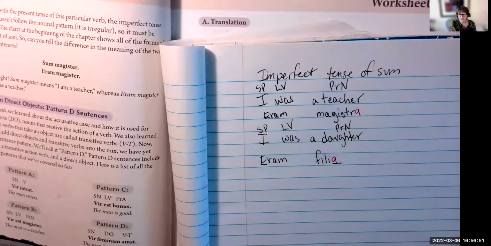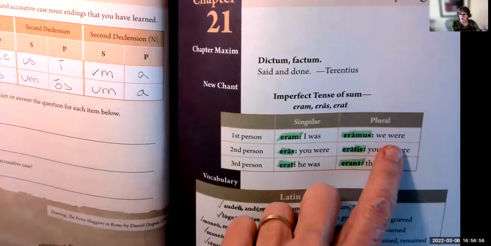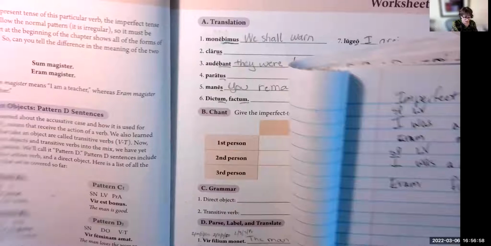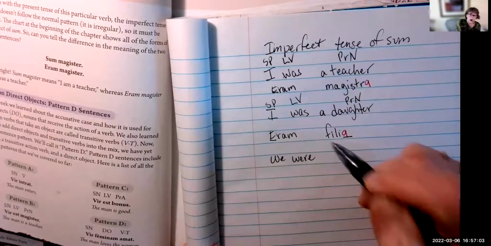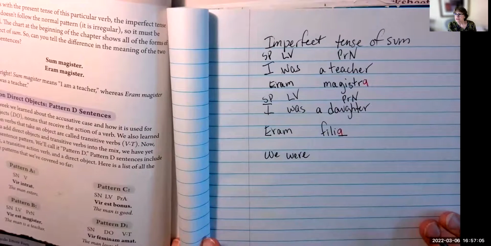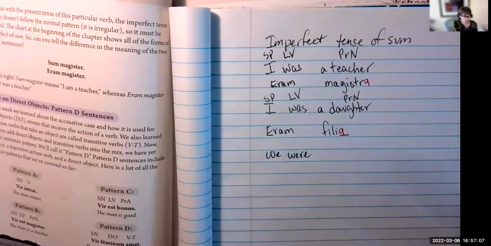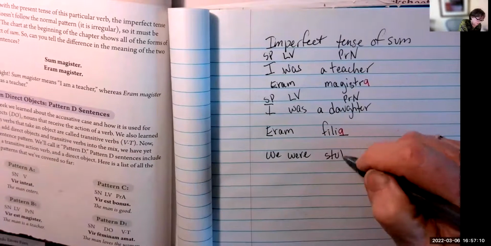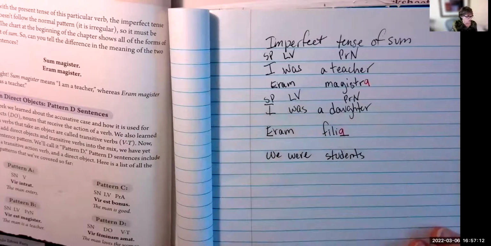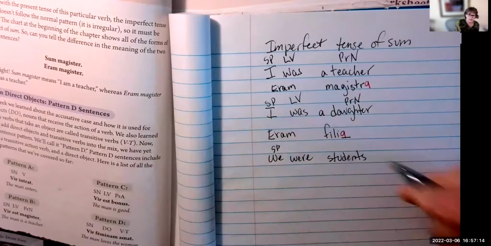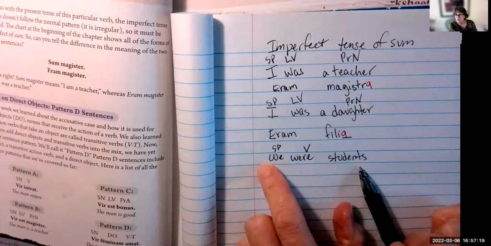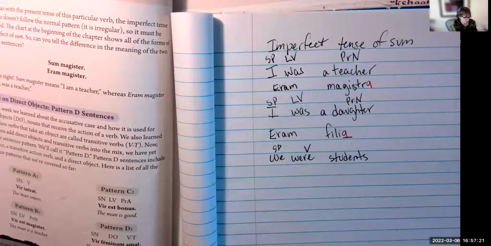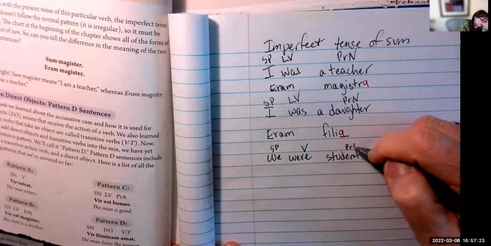What if we said, ready, what if we said "we were"? Yeah, that's the plural one. Let's see. We were students. I like that. Who were students? We. Subject pronoun. What's being said about we? We were. Verb. We were what? Students. Does students mean the same as we? Yep-a-roo. Students, predicate nominative.